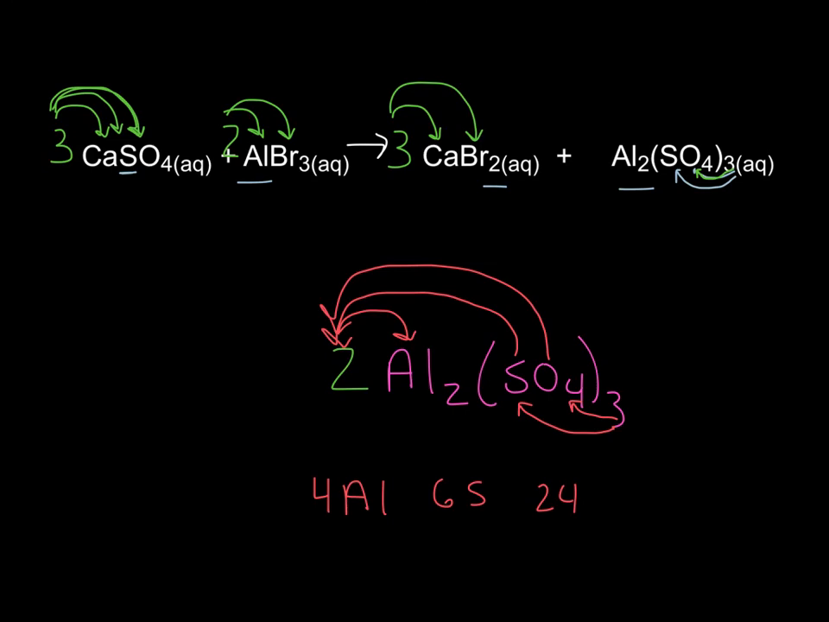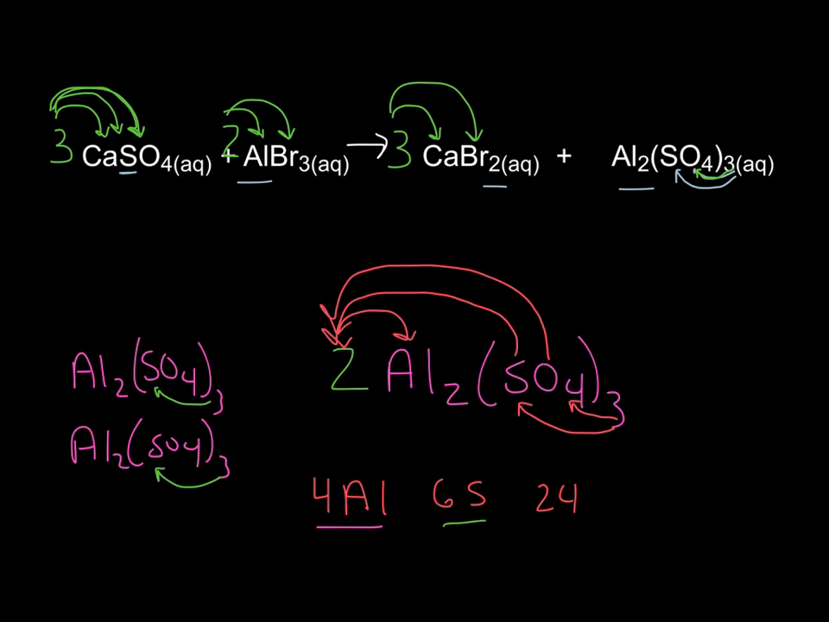Another way to look at this is if we needed 2 aluminum sulfates, we would have to write Al2(SO4)3 twice, right? So if we add everything up this way, we still come up with 4 aluminums. When we distribute this 3 in, we've got 3 sulfurs and 3 sulfurs, which gives us 6 sulfurs, and 3 times 4 is 12 oxygens, and 3 times 4 is 12 oxygens, which gives us 24 oxygens. So parentheses just add an extra step in terms of distribution and multiplying, but it's not any more difficult than any other problem.